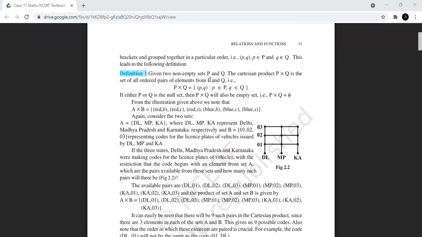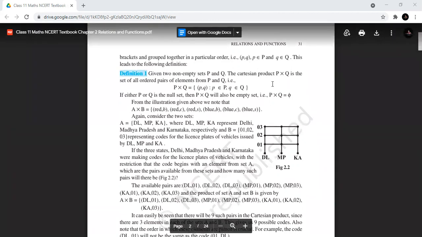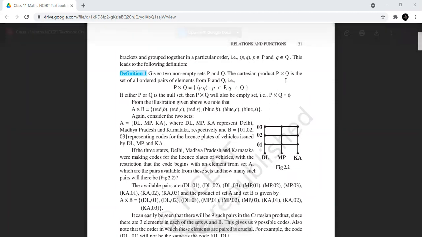Given two non-empty sets P and Q, the Cartesian product of P into Q, that is how we write. The way of presenting the Cartesian product is P cross Q. When we are finding P cross Q, we will get ordered pairs like here, (p, q). So the entries of this would also be a set. The Cartesian product of two sets is also a set which has a collection of ordered pairs.